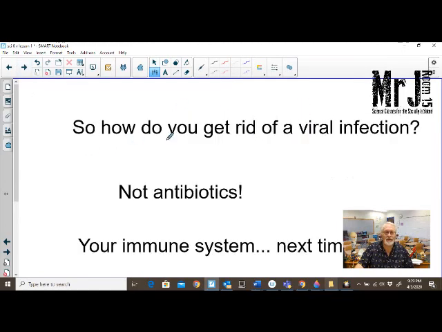Anyways, so how do you get rid of a viral infection? Because viruses are bad. COVID-19 is bad. Chickenpox is bad. These are not good viruses for you to get. Antibiotics aren't going to do anything. So if you have a cold, going to the doctor, he's not going to give you a little pill that says antibiotic. If he does, he's not treating the cold. He's just giving you an antibiotic.